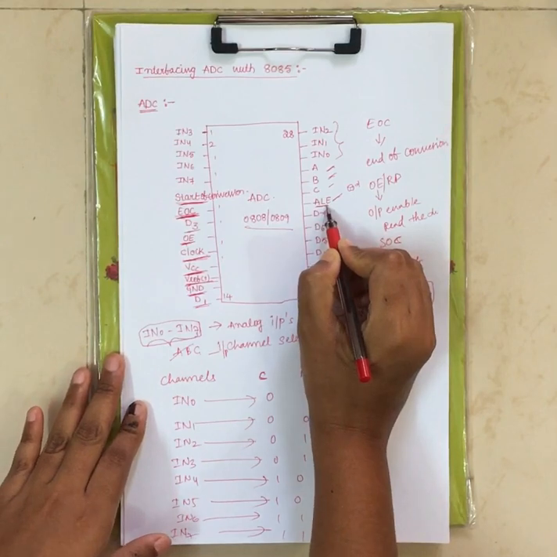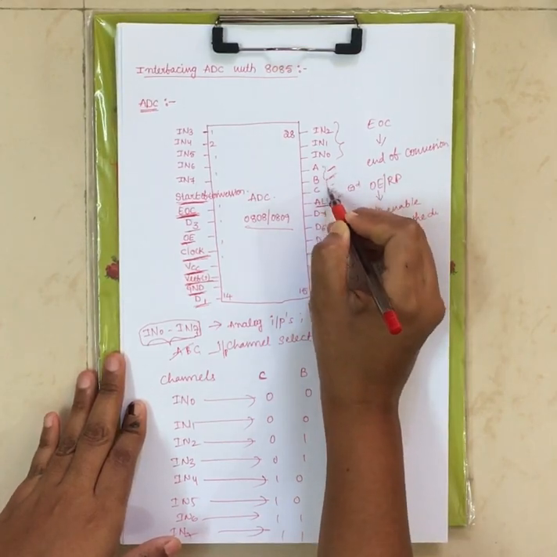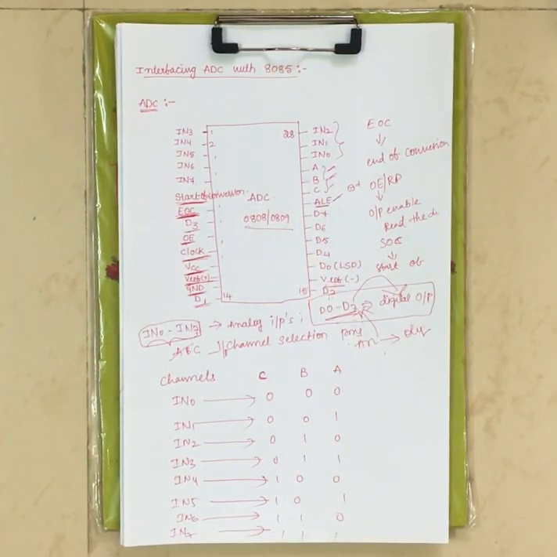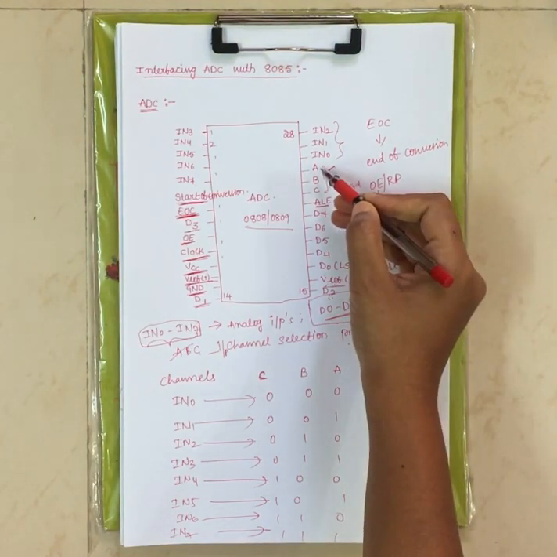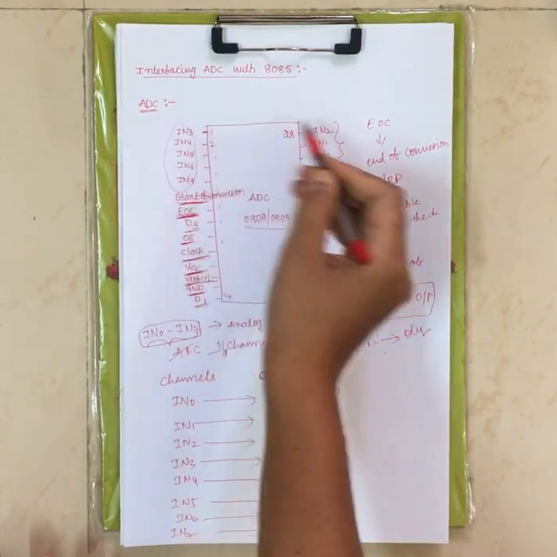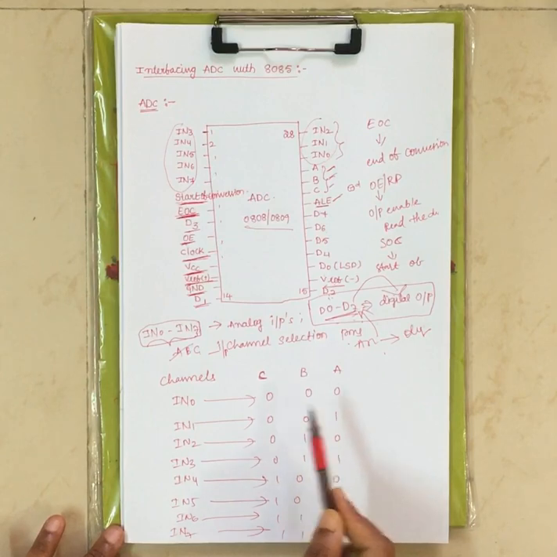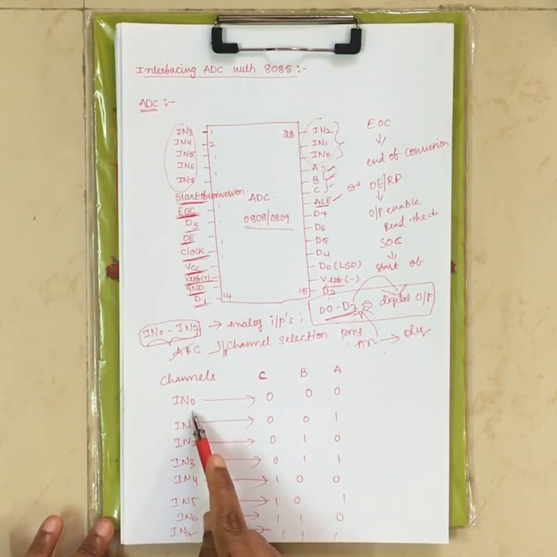And next you have ALE, address latch enable. In order to demultiplex address lines and data lines, we use this ALE. Now ABC are your channel selection pins, because based on the values of ABC only a particular analog input channel is selected. When all are zeros, analog input channel 0 is selected.